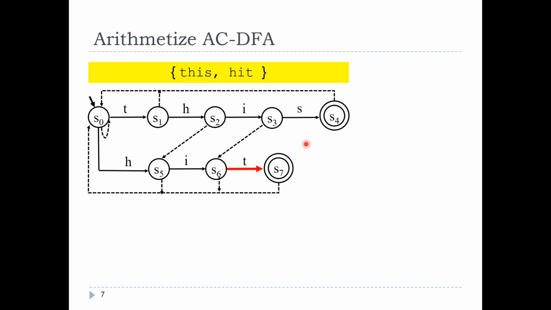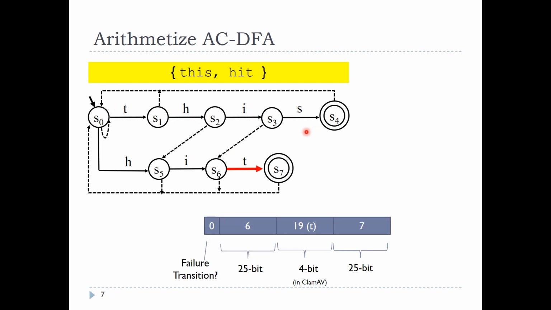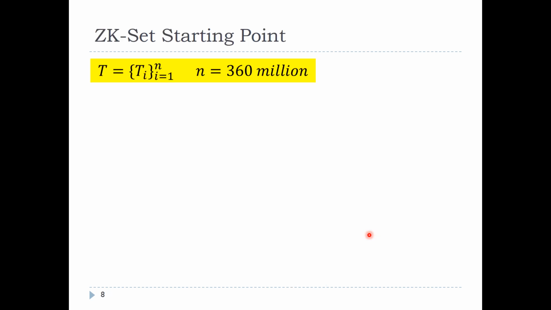The first step in our scheme is to arithmetize the automata. The basic idea is very simple. We simply map each state in the automata into a number. And similarly, we could encode a transition as a 56-bit number. So these numbers are essentially elements of a big prime field. Now, we got a huge set of field elements with over 360 million elements.